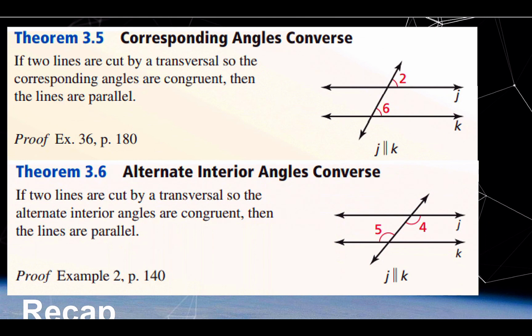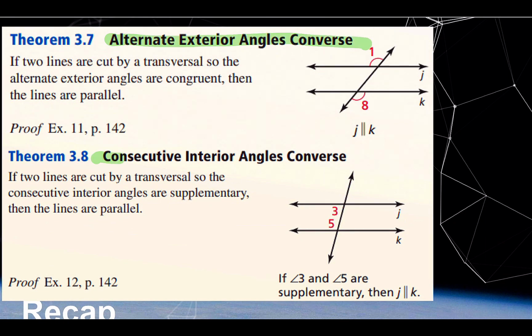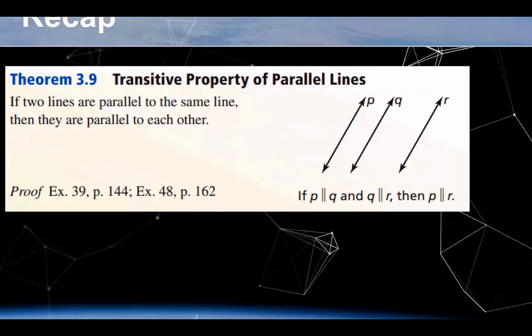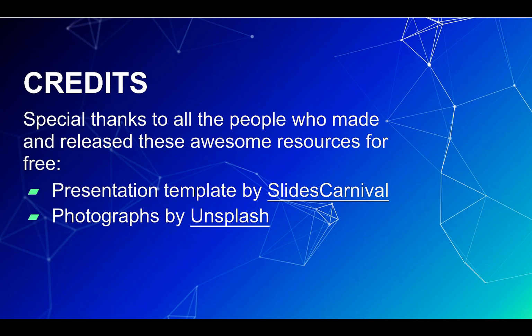So we have our recap. We are doing the converse of everything we learned in 3.2. So we're just doing the opposite. These 4 go right along with the 4 we learned in 3.2. We're just working backwards. We're given the angles, therefore we can say the lines are parallel. We had the transitive property of parallel lines: if 2 lines are parallel to the same line, then they're parallel to each other. And that wraps up section 3.3. So go ahead and fill in your guided notes and have a great day.